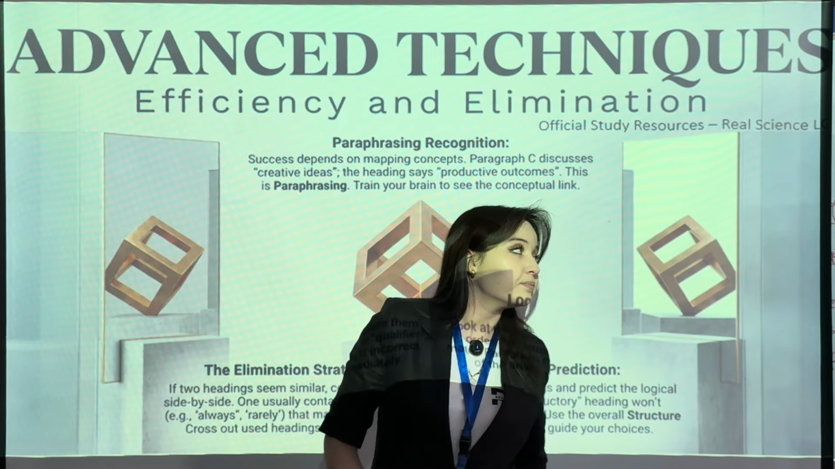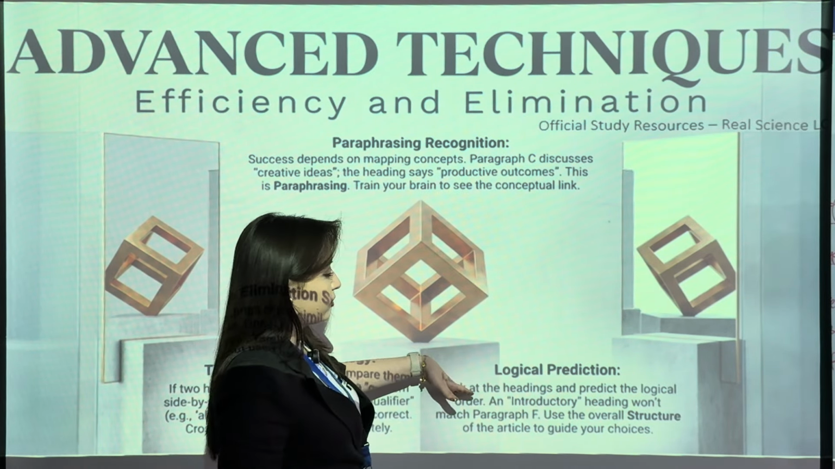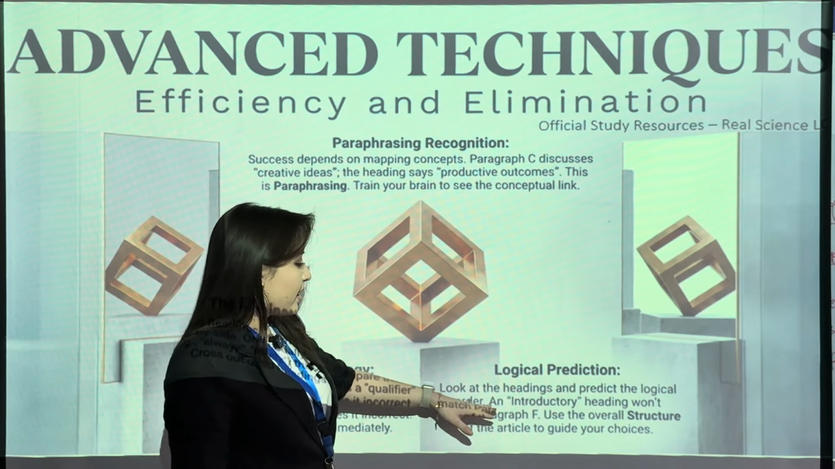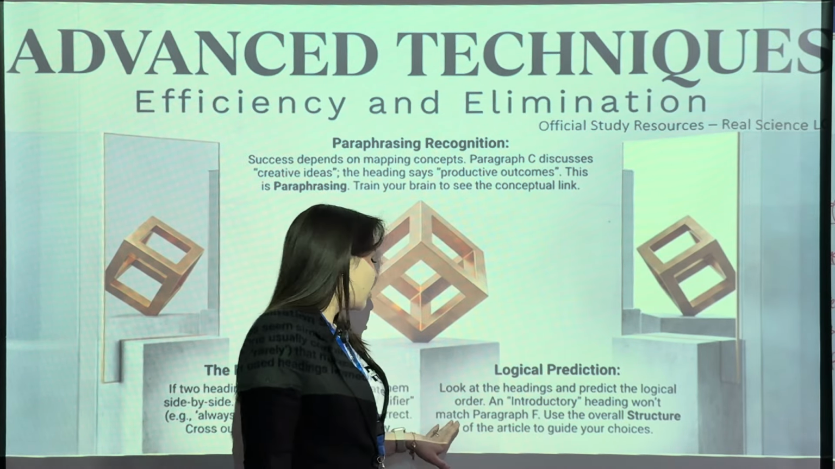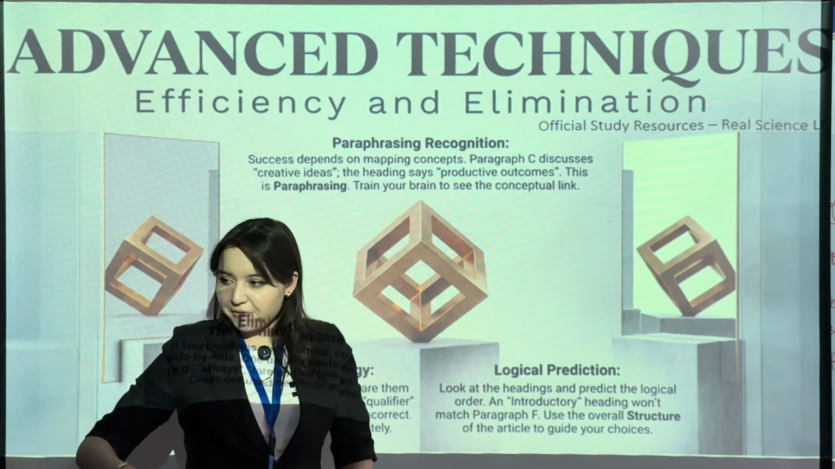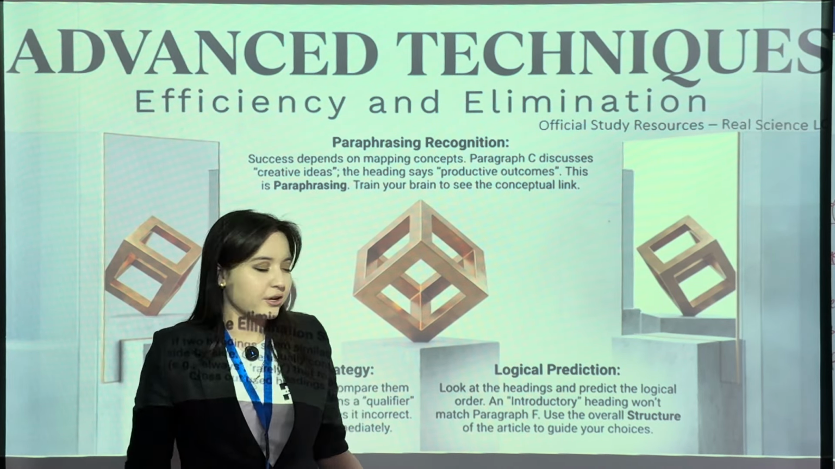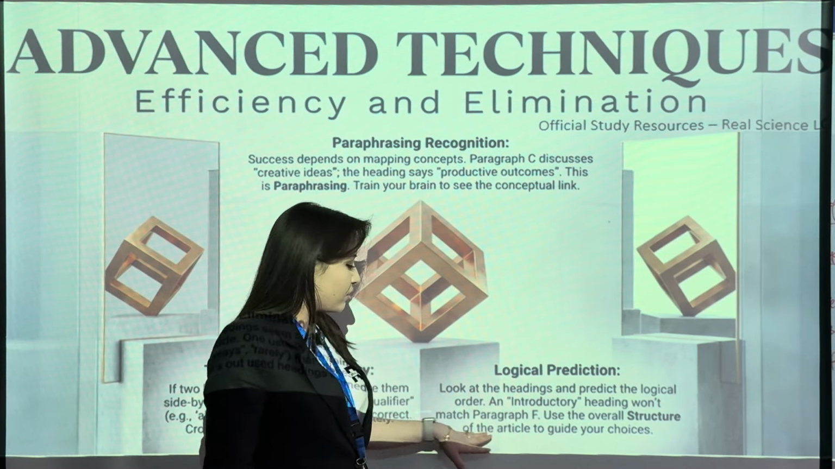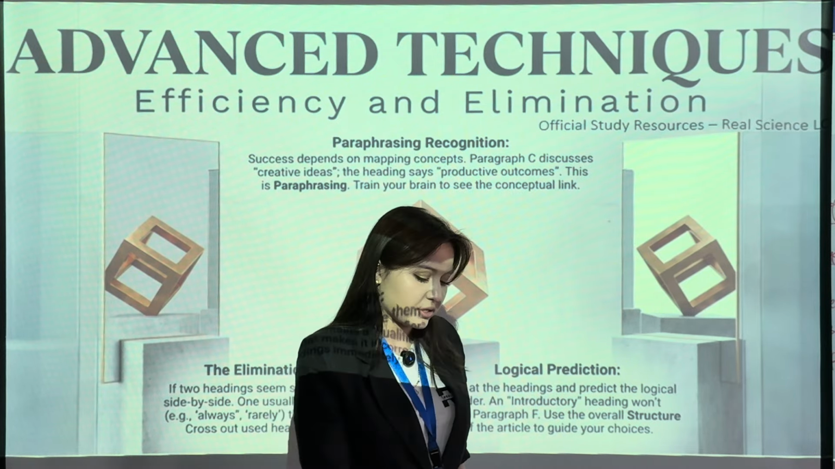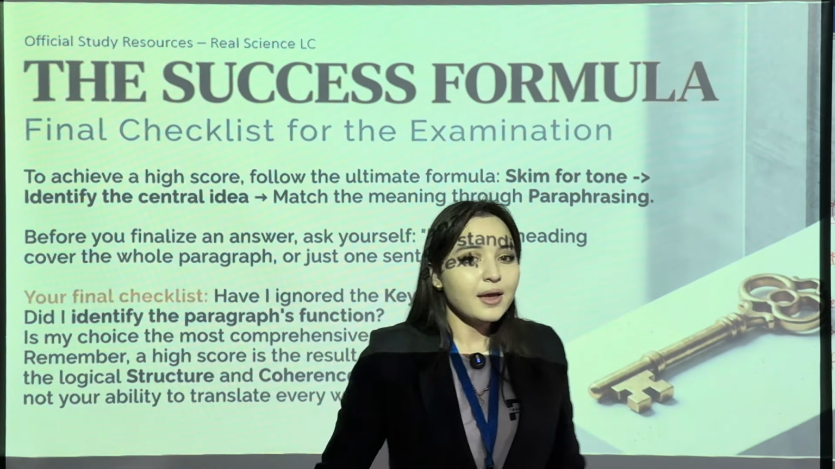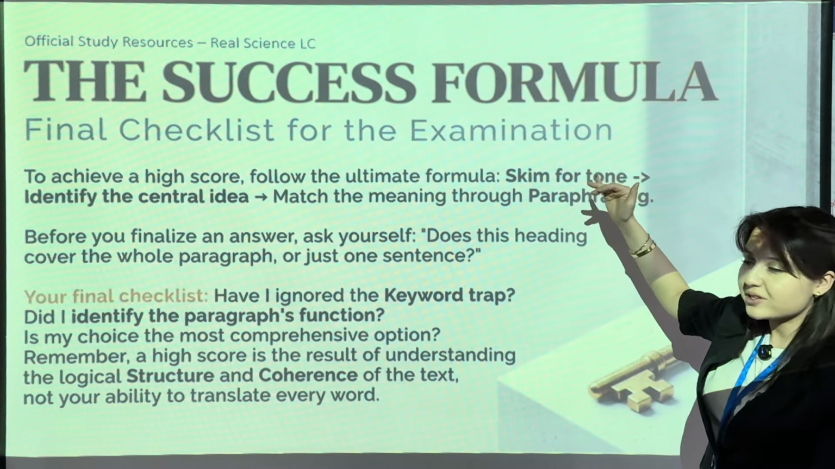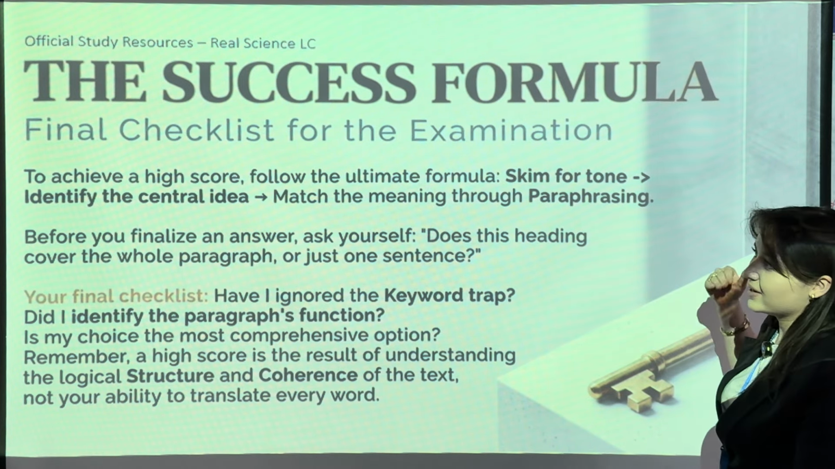Okay, and the last one is going to be about logical prediction. Look at the headings and predict the logical order. An introductory heading won't match paragraph F, right? Because paragraph F is something like a conclusion, right here. Use the structure of the article to guide your choices. And here is the success formula for you. This is our final checklist for the examination.